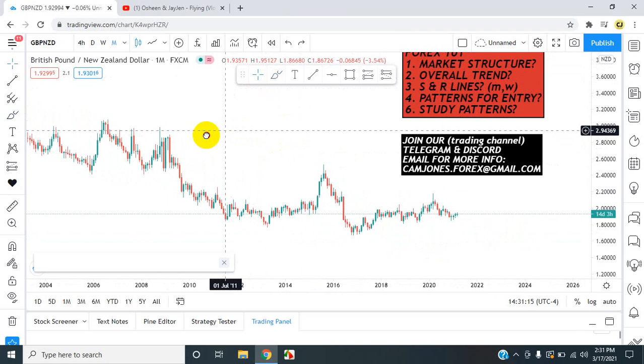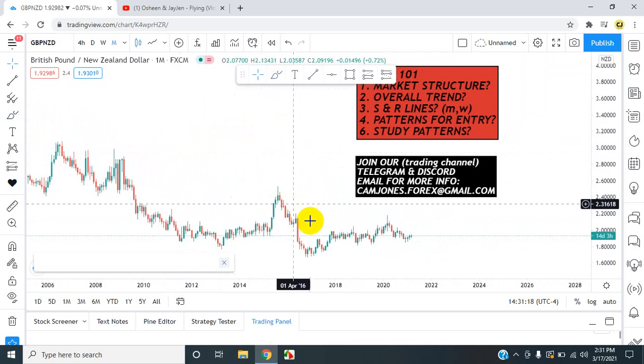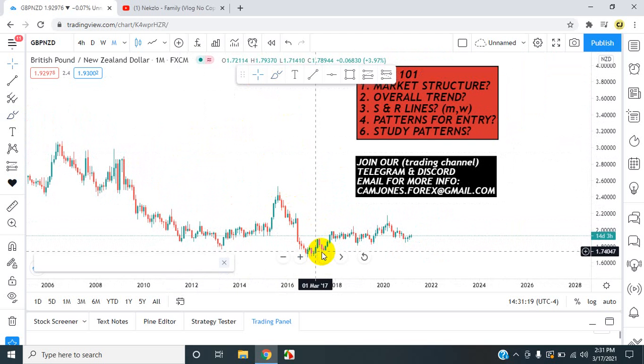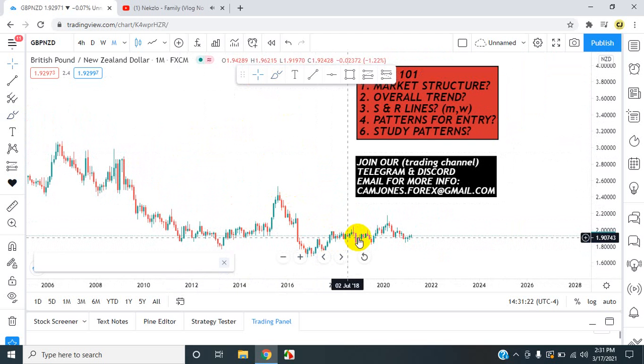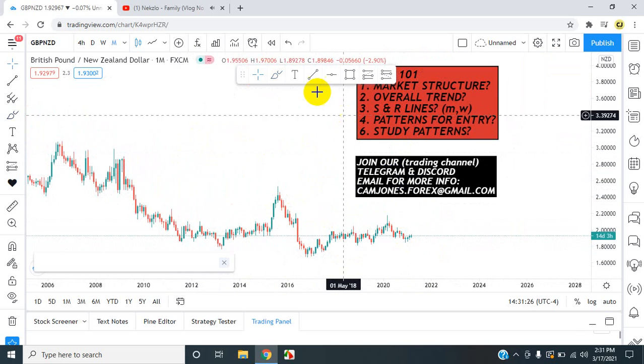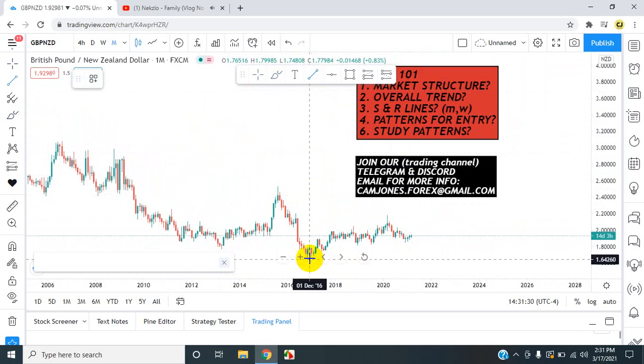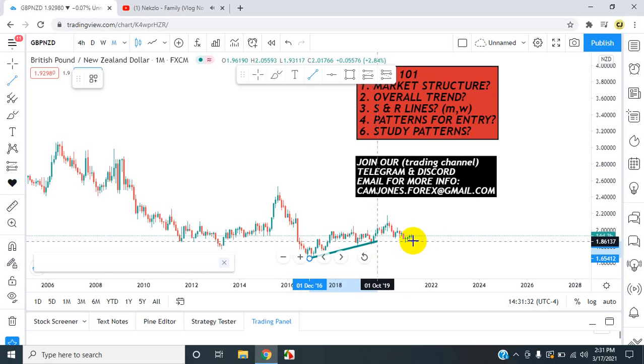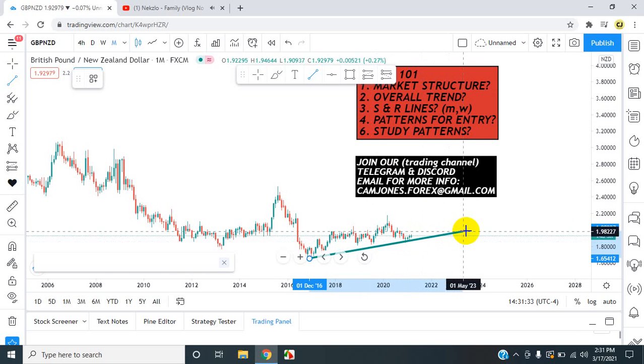So we figured out market structure. The market reached lower lows, new areas. It came out of new areas, lower lows, and it's consolidating. So it looks like it's in an uptrend. We're just going to confirm that uptrend by grabbing our trend line, and we can see that we are in some type of uptrend from here.